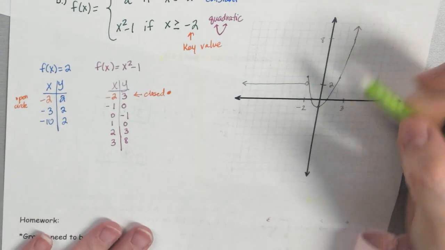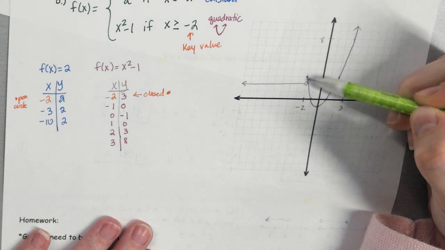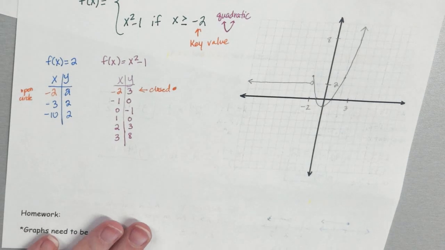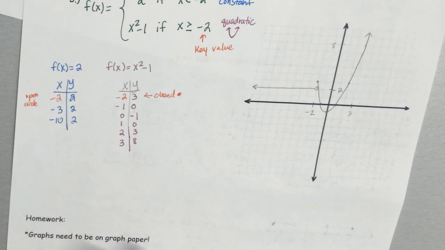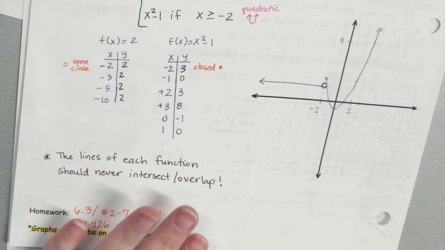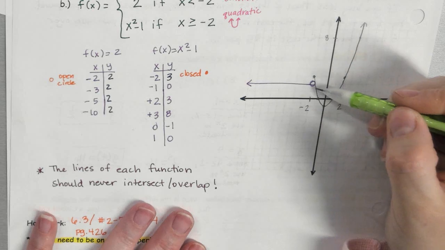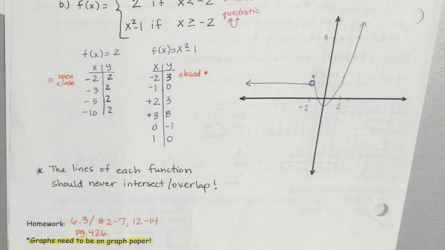Okay, so the only x value where you should have 2 points is at the key value. Nothing else should be overlapping, okay? So the lines of each function, they should never intersect or overlap. If you have this going through, that is a problem. Okay, you should not have that.